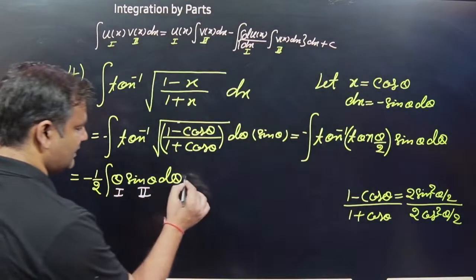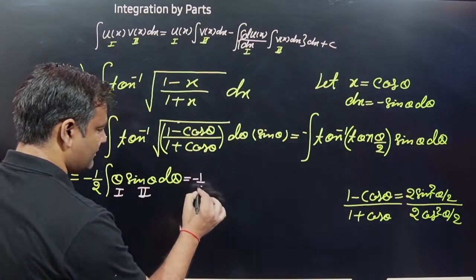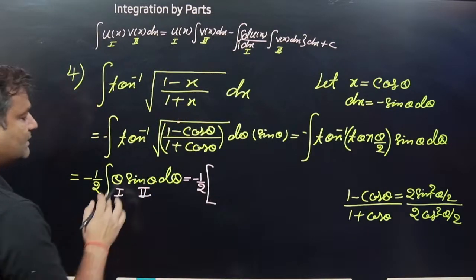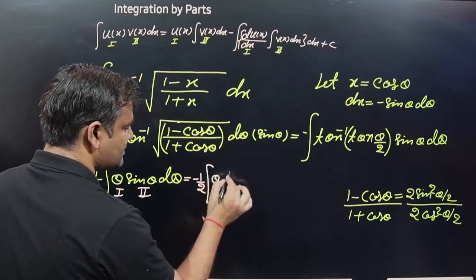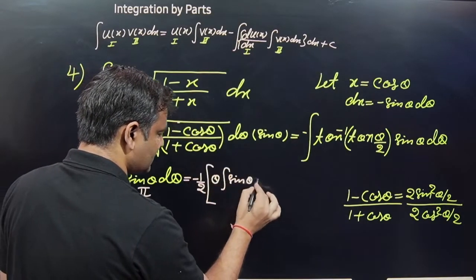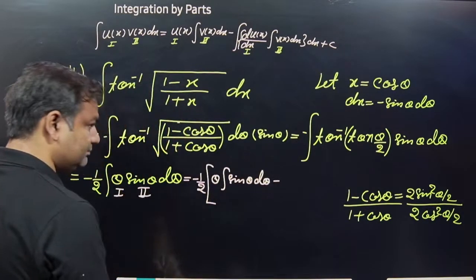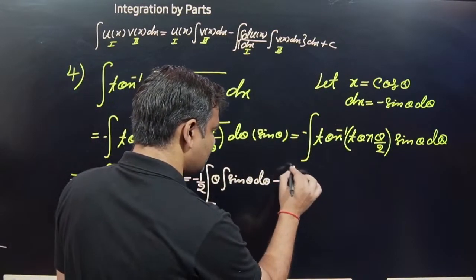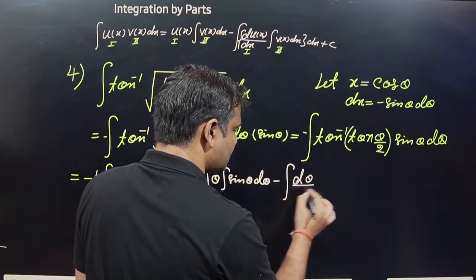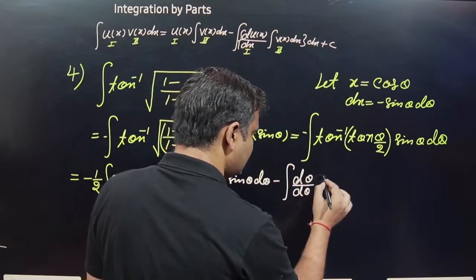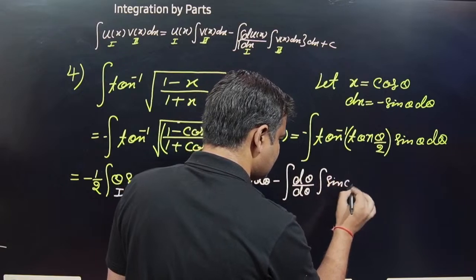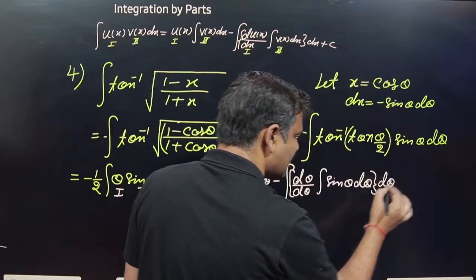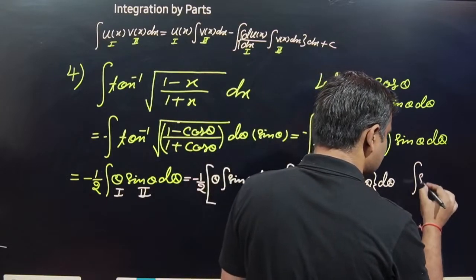So right now, minus half is common. If we apply that formula, you get theta into the integration of sin theta d theta, minus the integral of the differentiation of theta times the integration of sin theta d theta, to the whole integration. I know that the integration of sin theta is how much?